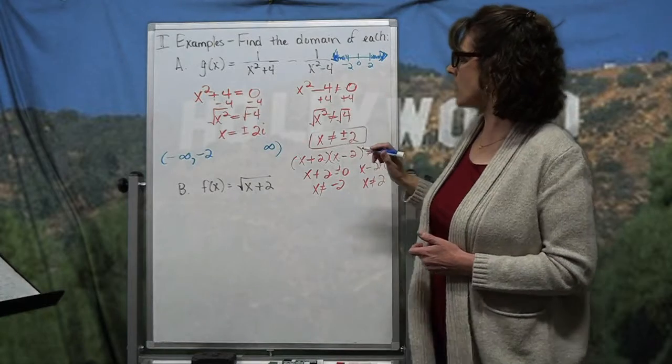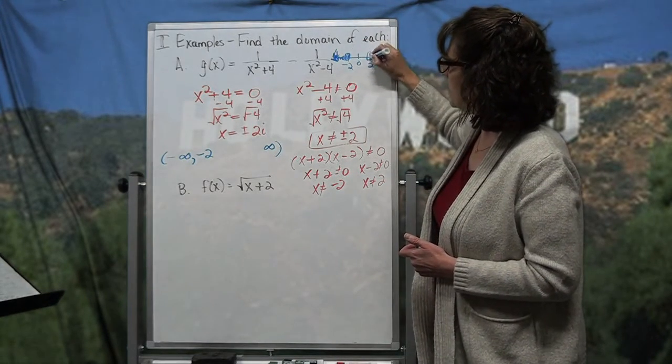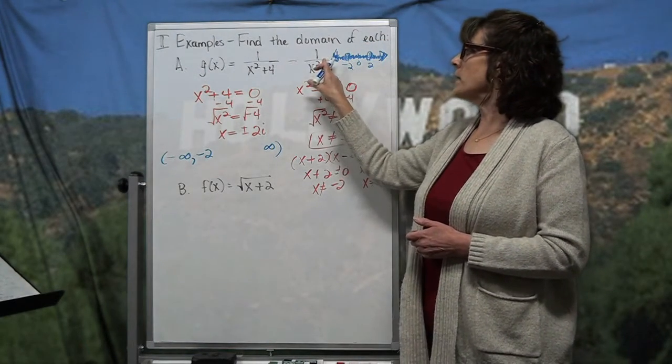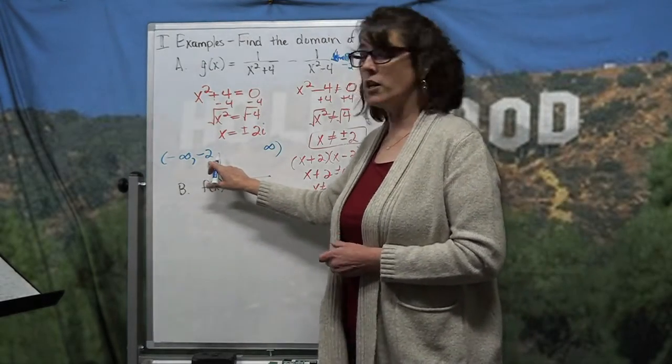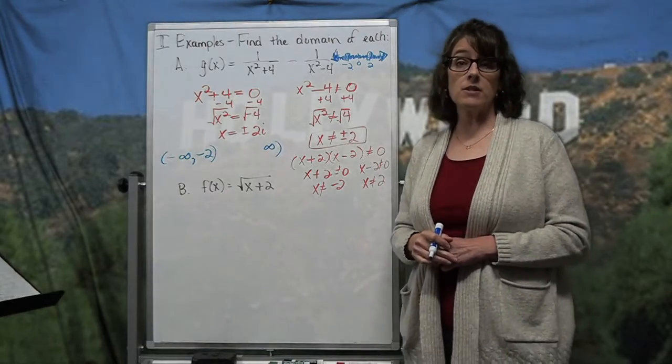Everything in between is okay, just not this negative 2 right here and not this positive 2 right here. Everything in between is perfectly fine. So everything from negative infinity up to that negative 2 is okay. That negative 2 is not included. We've looked at that before. That means parentheses. Bracket means it's included.